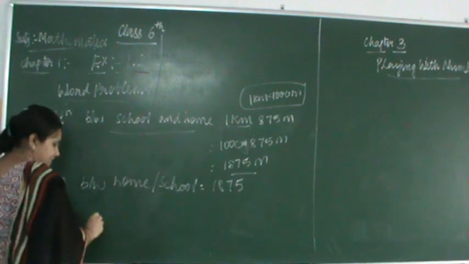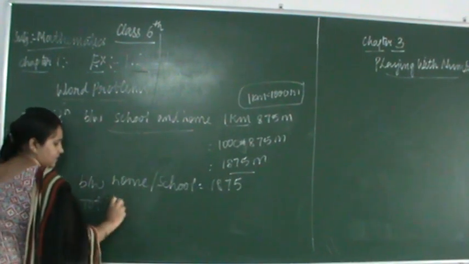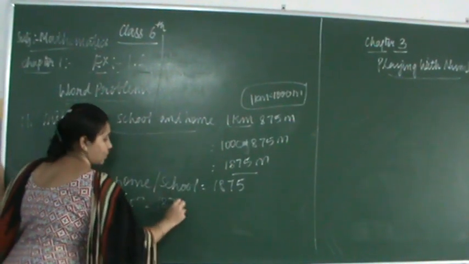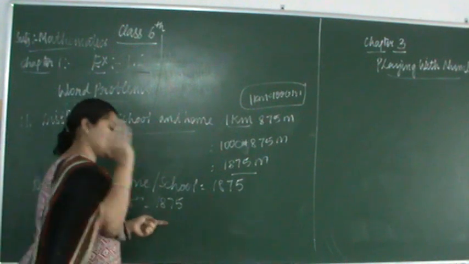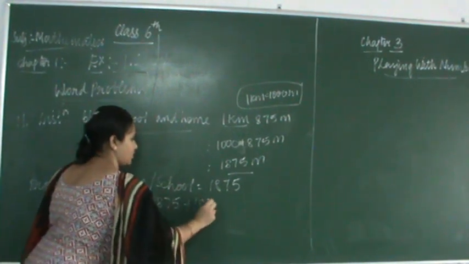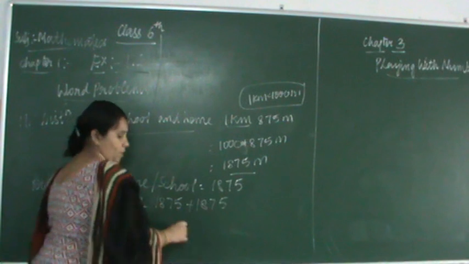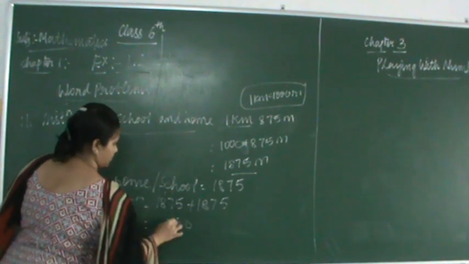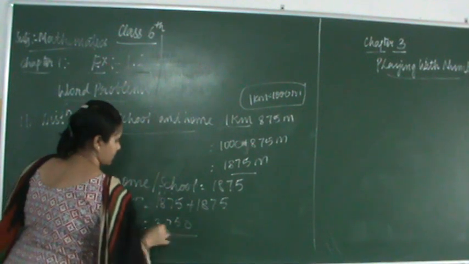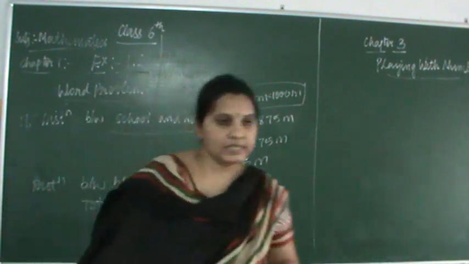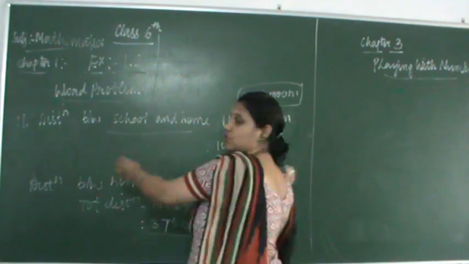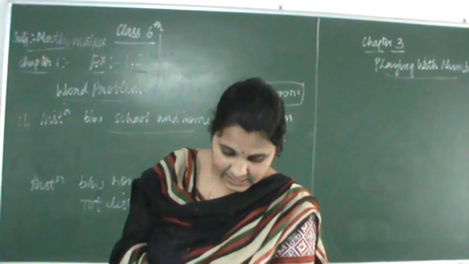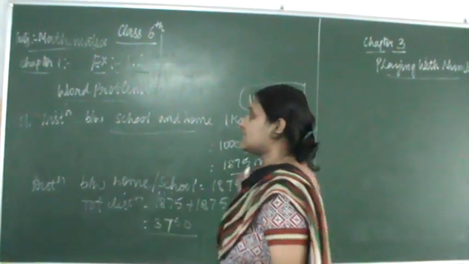So what is the total distance now? Total distance is 1875 plus 1875 because she is walking both the ways, from home to school and from school to home. So 1875 plus 1875 is 3750. She walks 3750 meters both from home to school and school to home. What is he asking now? He is asking us to find the total distance covered by her in 6 days.